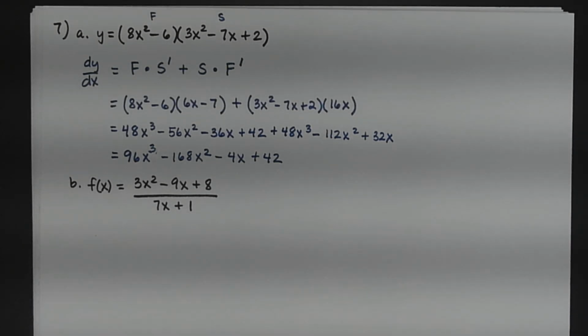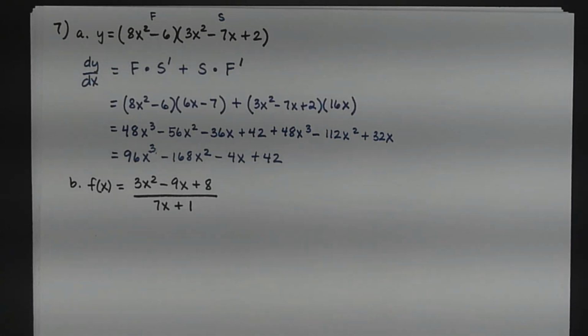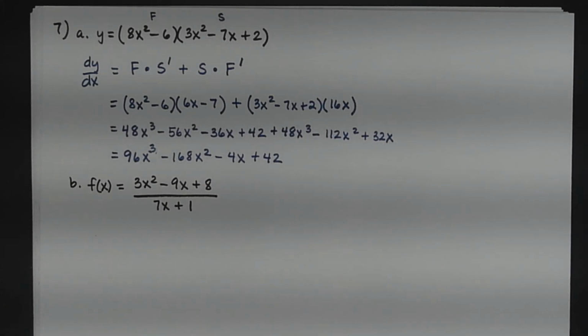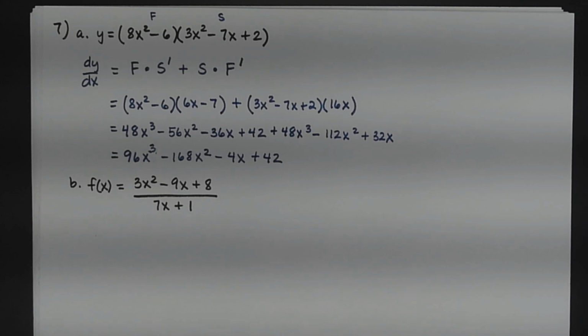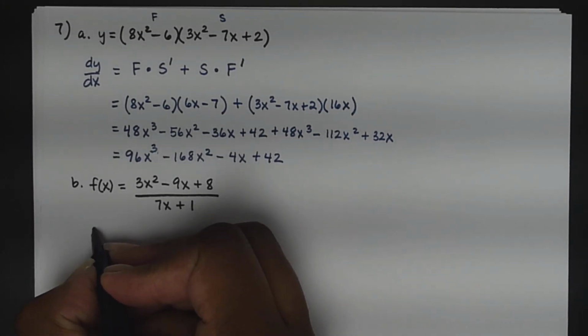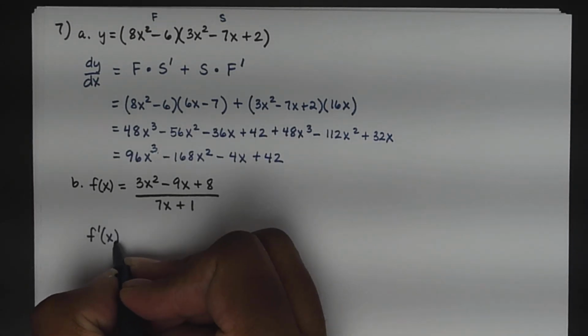Now here we have to use the quotient rule. That's going to be the bottom times the derivative of the top minus the top times the derivative of the bottom, divided by the square of the bottom. So here f prime of x will be this.